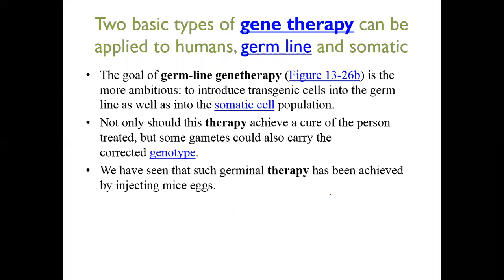The basic types of gene therapy can be applied to the human germline and somatic cells. The goal of gene therapy is more ambitious: to introduce the transgenic cell into the germ line as well as into the somatic cell population. Not only should this therapy achieve a cure of the person treated, but some gametes could also carry the corrected genotypes. We have seen that such germinal therapy has been achieved by injecting mice cells.